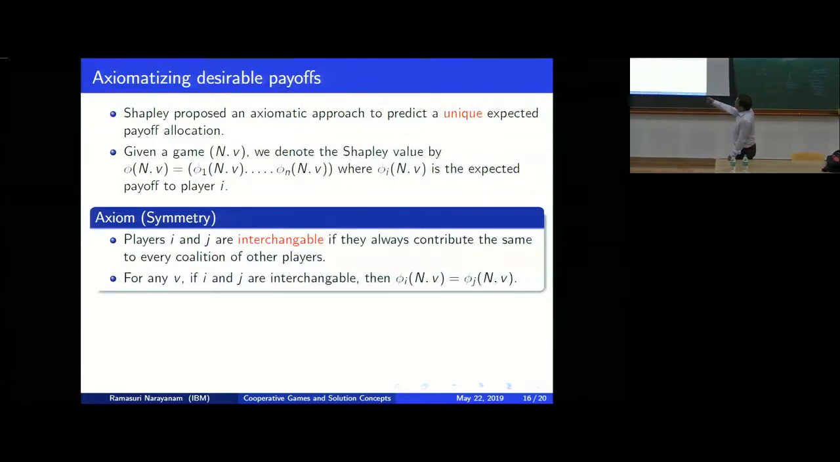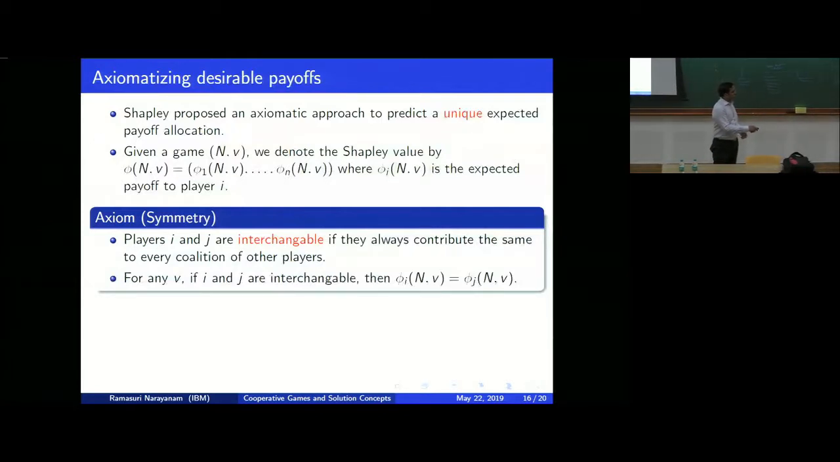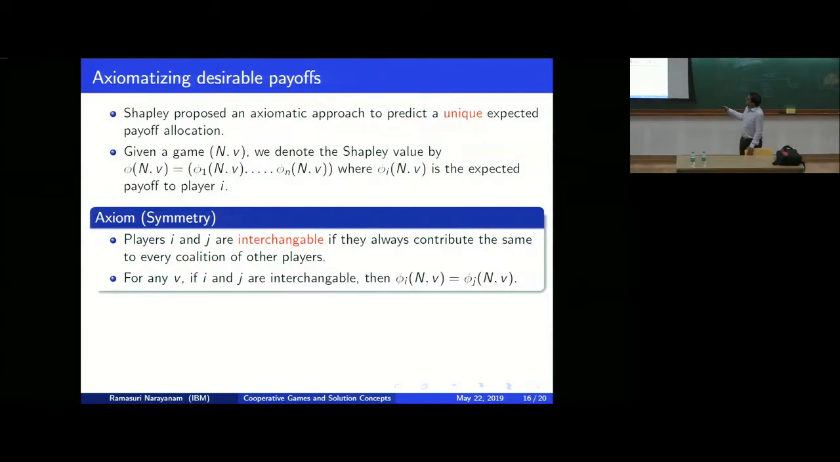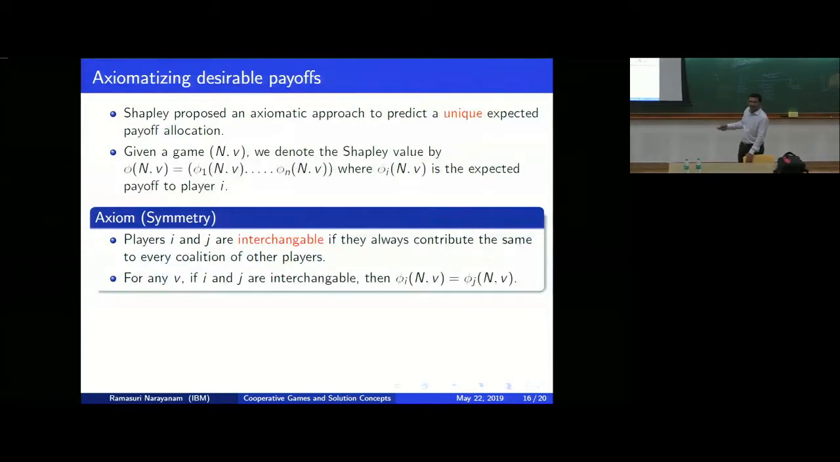This is the simple standard notation. Given a cooperative game N comma v, we denote the Shapley value as phi of N comma v. N comma v is the input instance, phi is the mapping. Finally it derives phi 1 of N v, phi 2 of N v, etc., phi n of N v. The same I wrote as x1, x2, etc., xn. So x1 is the same as phi 1 of N v. It's a payoff vector, where phi i of N v is the expected payoff to player i.